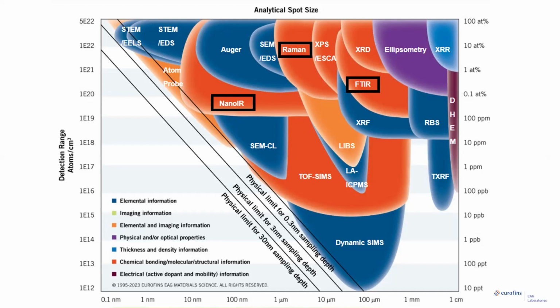We cross over this threshold. So everything's micron and above. And then there are some other new techniques that we have that are sub-micron. And specifically, we'll talk about Nano-IR, also called AFM-IR.